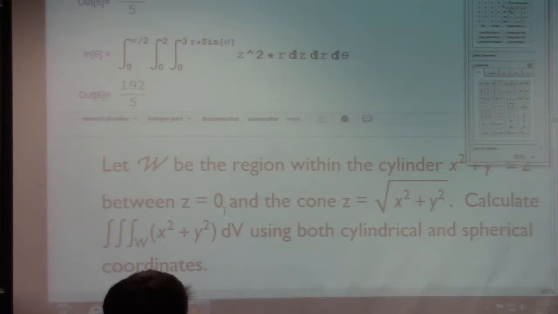Any questions? Did I write something funny? No, there's a simple substitution. Oh, okay. Yeah, simple substitution compared to these two-dimensional changes of variables, I guess.